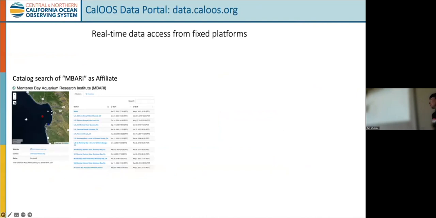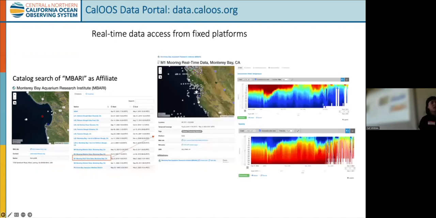As a quick example, sorry, the text is really small, but what I've done here is search for MBARI, the Monterey Bay Aquarium Research Institute, as an affiliate. And here I've been given a list of all the different stations that have been deployed by MBARI. If I then click on one of these stations, I've selected the M1 mooring, which is located, I don't know if you can see my mouse, offshore of Monterey Bay. And here I'm accessing real-time information from that mooring.